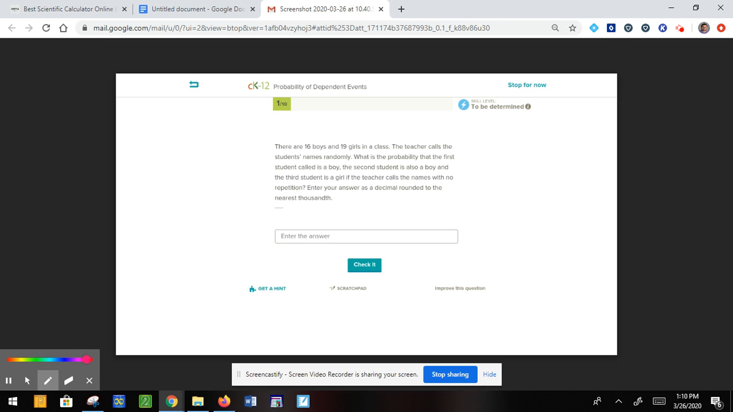Okay, so the fact that the teacher's not going to repeat any names is what makes this dependent, because once a name is called, that changes the probability for the next name being called. All right, so at this point, you know that there are 16 boys and 19 girls in the class. So that means there are 35 students in the class.